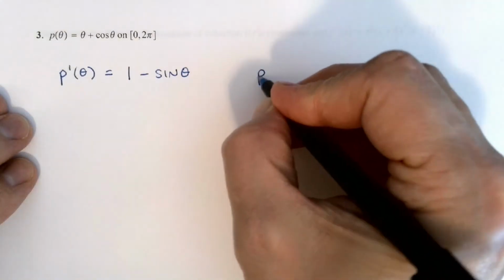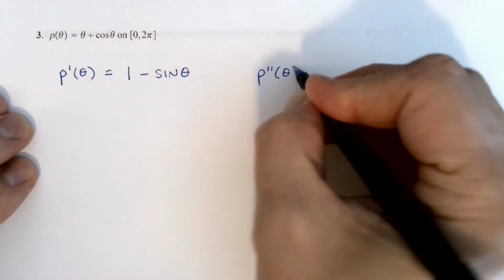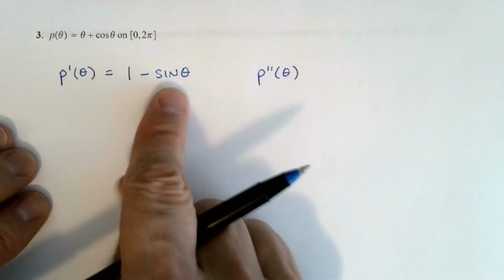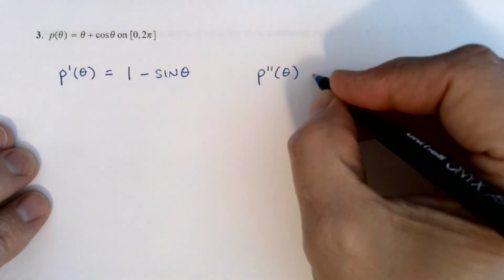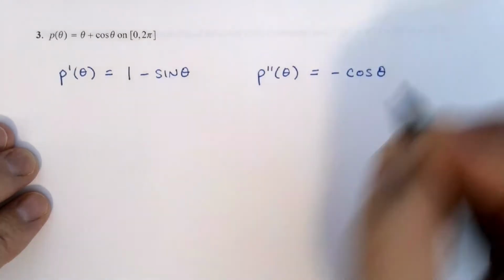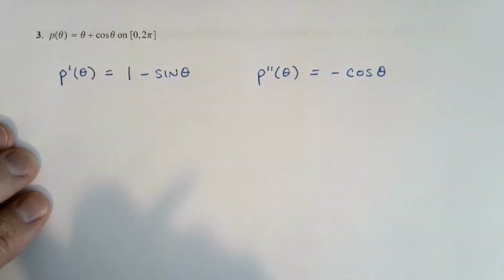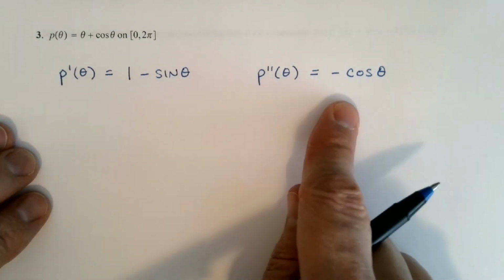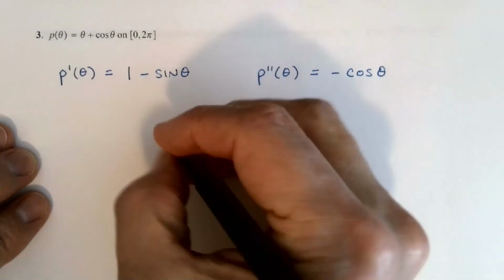And the second derivative, derivative of 1 is 0, derivative of sine of theta is cosine theta, so this is negative cosine of theta, right? Because it's 0 minus cosine of theta is the derivative. Okay, and so it's pretty easy here.